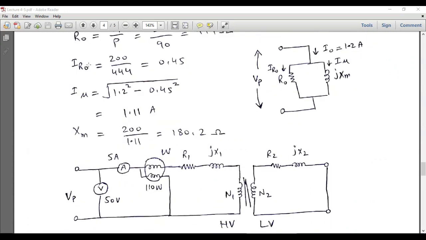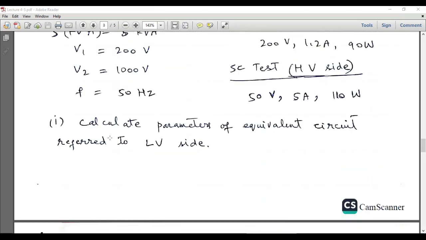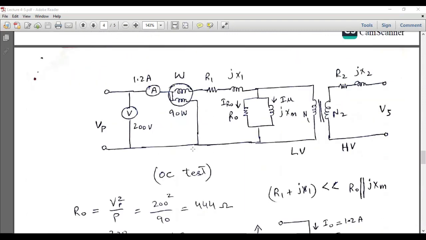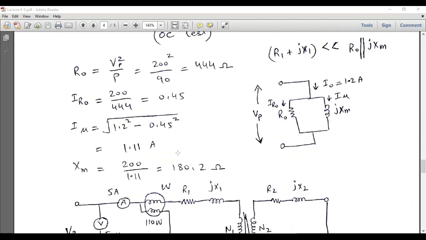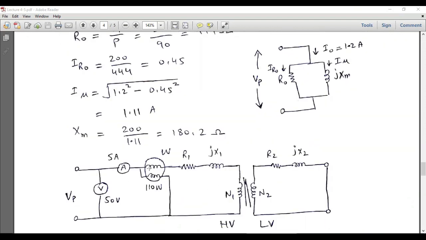So these are the parameters of the magnetization branch, and we have to calculate all the parameters referred to the low voltage side. So the open circuit test is already performed at the low voltage side, so we don't have to do any transformation with these calculated parameters.